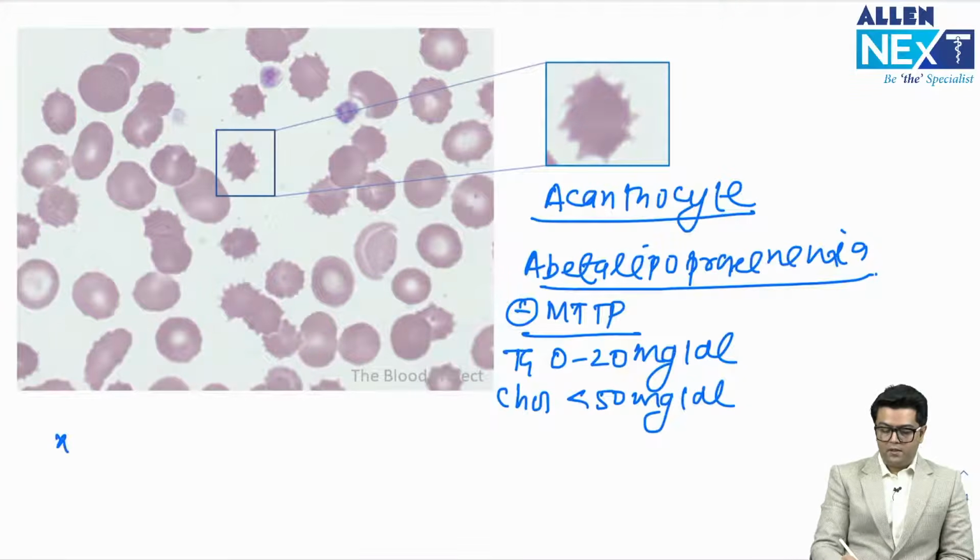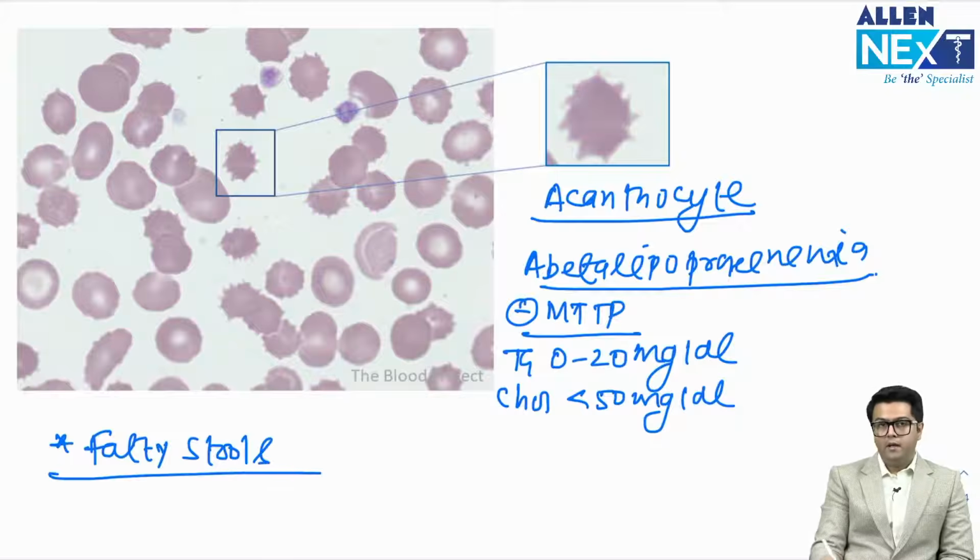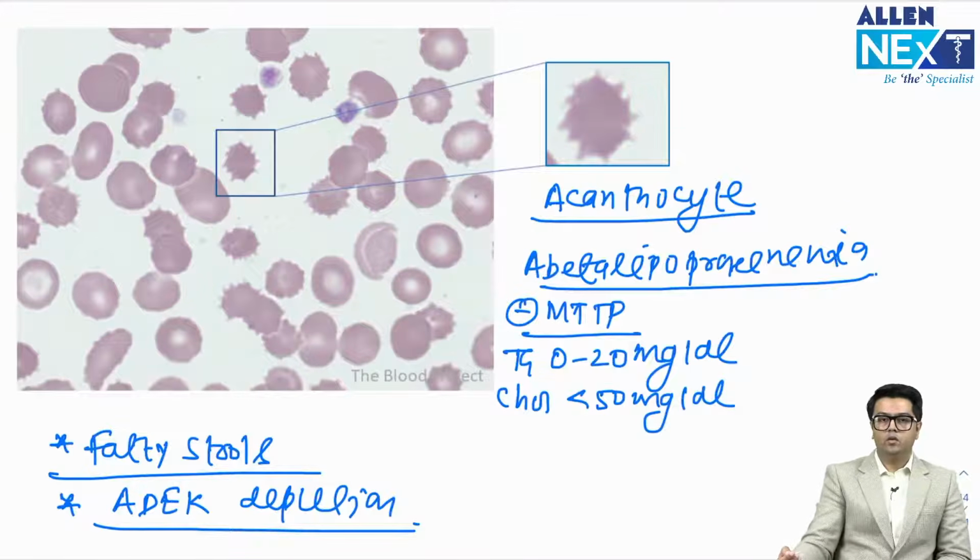And guys, because chylomicrons are not formed, this baby will present with fatty stools and severe depletion of all the essential fatty acids, which causes malformation of the RBC membrane, that is called acanthocytosis. And severe depletion of all the fat soluble vitamins, so ADEK depletion, right? So that is abetalipoproteinemia due to deficient MTTP.